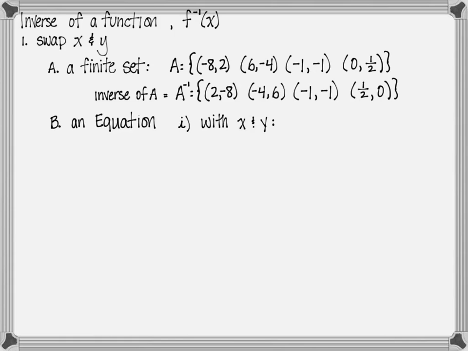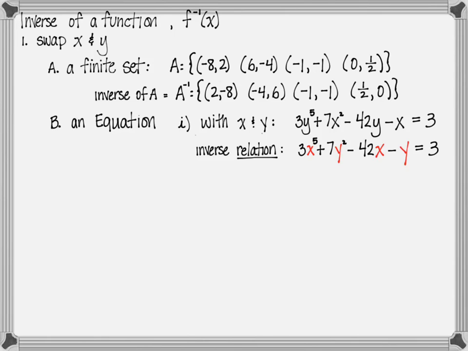One where it's not in function notation, it's just got x's and y's. Well, so here's an equation. We just simply swap the x's and y's, and that gives us an inverse relation. We don't know if it's a function. We don't know if the original one was a function or this one is a function, because it wasn't in function notation, so we just have inverses.